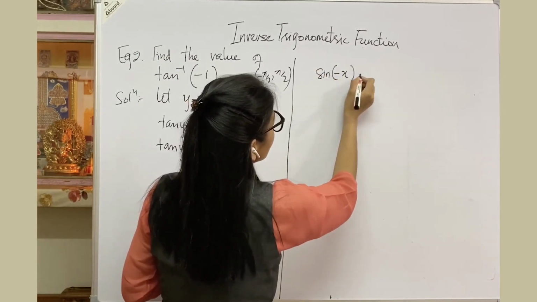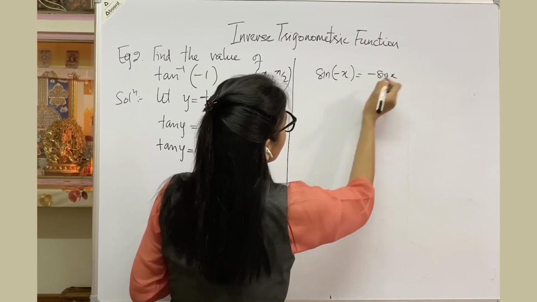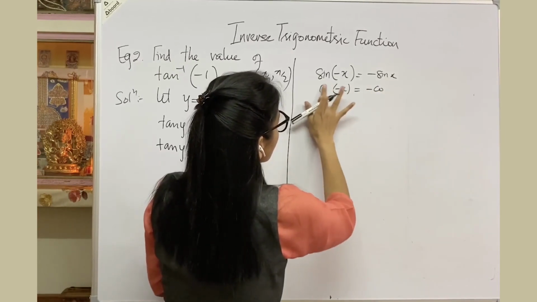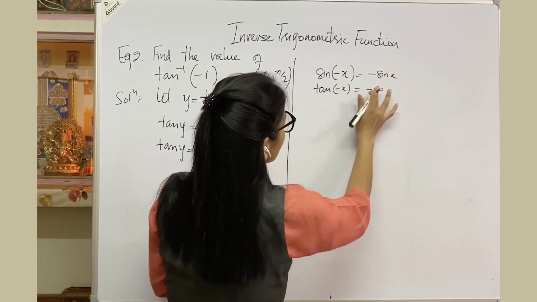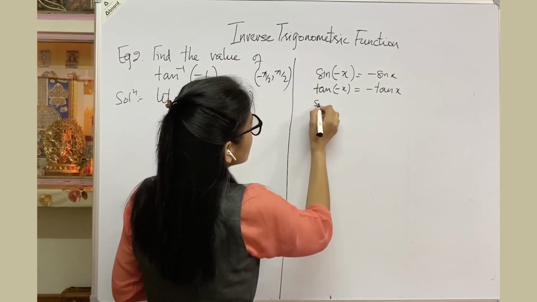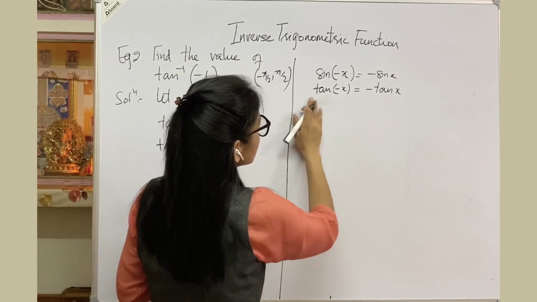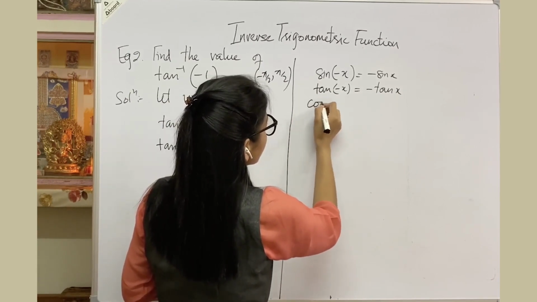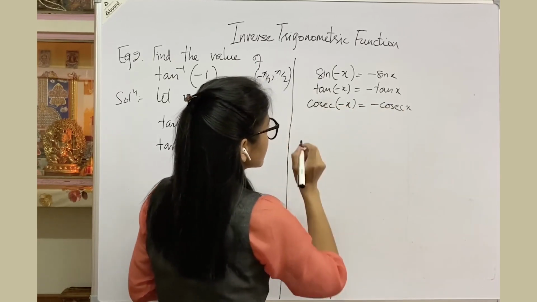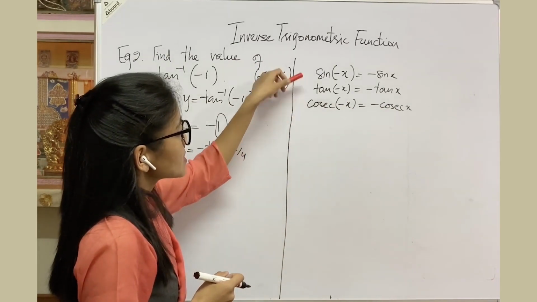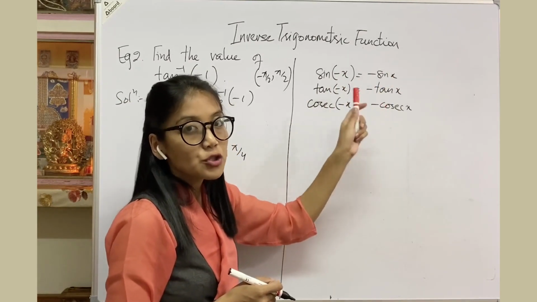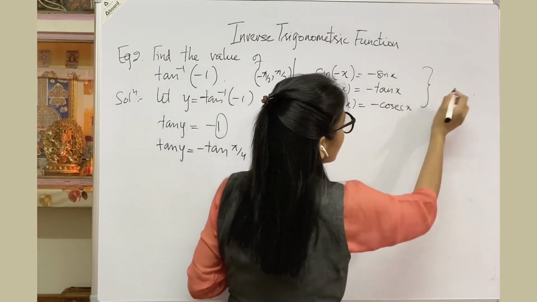We have sine of negative x is negative sine x, tan of negative x is negative tan x, cosec of negative x is negative cosec x. So these three functions, sine, tan and cosec, when you take the negative angle, you get whole negative value. So these three are examples of odd function, okay?